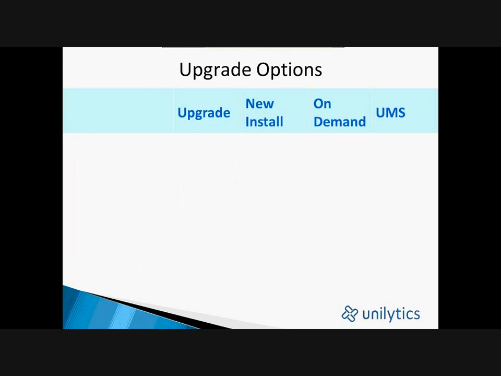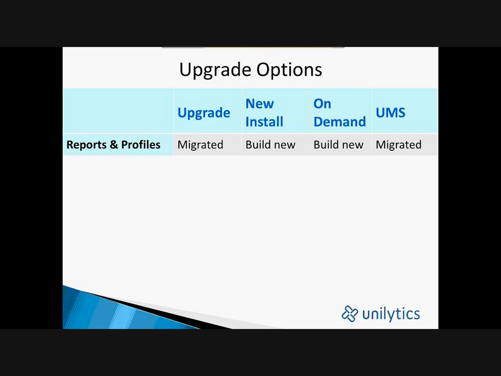So just in summary then, if we look at the comparison of the 4 different options that we have: either upgrading your system systematically from version 8 through 8.5, 8.7 to 9.2, versus doing a new installation of 9.2, versus going to an on-demand environment of version 10 or Unilytics Managed Services. If we look first at the reports and profiles, there are good and bad with all of these options. First of all, we would be faced with migrating those reports and profiles to the new version of 9.2 in an upgrade. And that takes effort, but on the other hand, it's a good thing because now you have those profiles and reports in the new version.